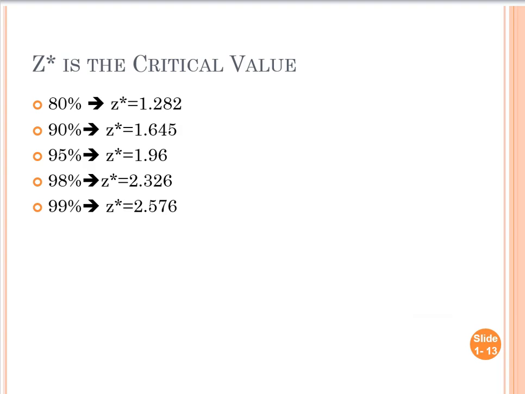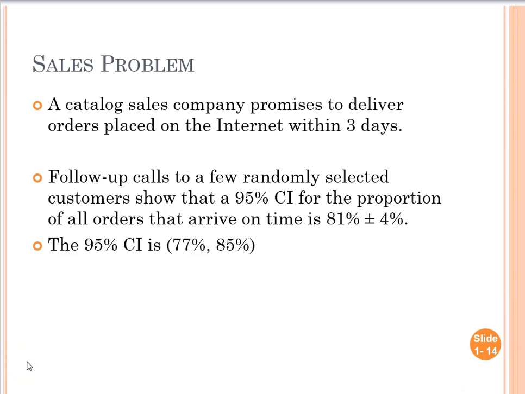In the first problem, we look at the sales of a catalog company that promises to deliver orders that were placed on the internet within 3 days. So they follow up with some of their customers that were randomly selected, and they create a confidence interval based on the proportion of customers whose orders arrived on time. They found that 81% of their customers had orders that arrived on time, and then the margin of error was 4%. So the 95% confidence interval ranged from 77% to 85%.